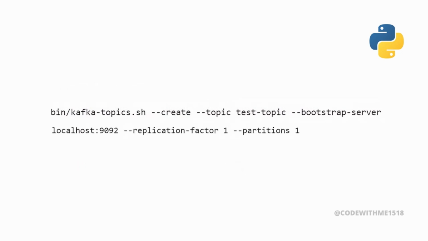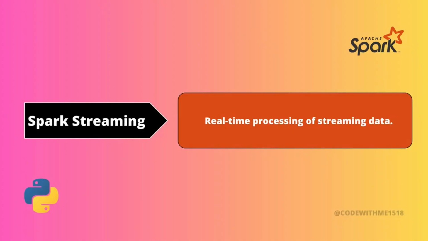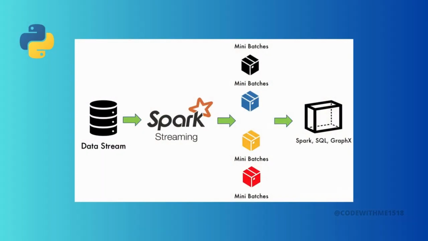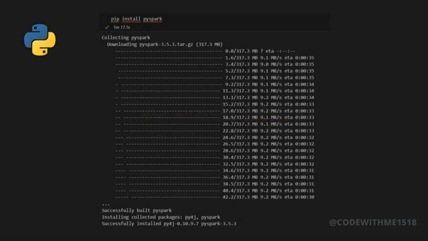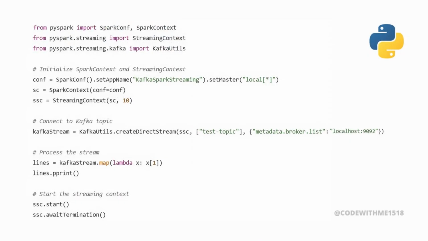Now that our Kafka server is running and we have a topic set up, let's move on to Spark Streaming. Spark Streaming allows us to process real-time data streams using the Spark framework. First, you need to create a Spark Streaming context. Make sure you have PySpark installed. Next, let's write some Python code to process our streaming data from Kafka using Spark Streaming.